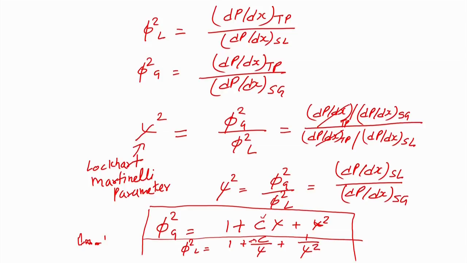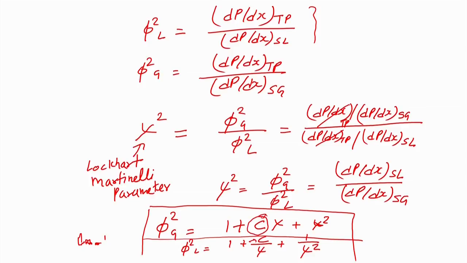So, if you know this value of C, ideally what you can do? You can calculate the single phase flow pressure drop in liquid, if only liquid is flowing. Single phase flow pressure drop if only gas is flowing, the ratio will give you the psi square. From psi square, you can calculate the value of phi square g and phi square l. The moment you have phi square g and phi square l, you can calculate the two phase flow pressure drop by using this correlation. Now, to calculate phi square g and phi square l, the only problem now left is to calculate the value of C.